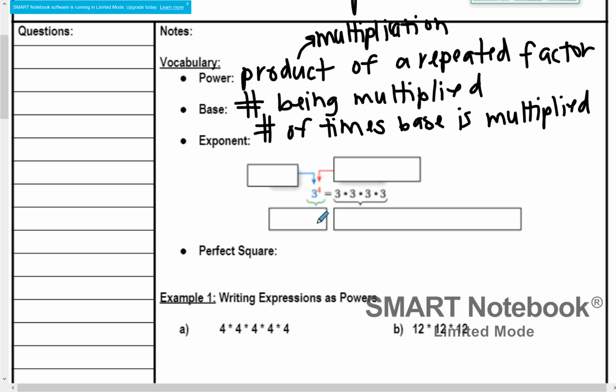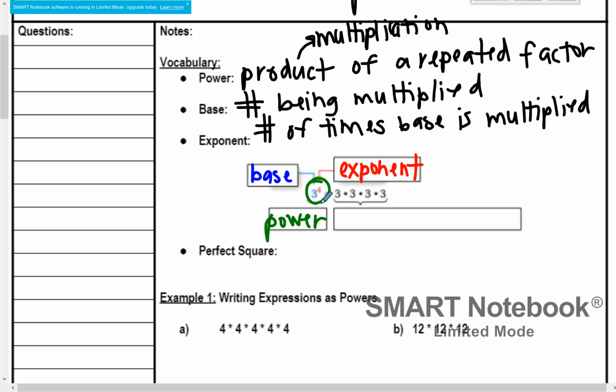Right, so we have a little diagram here to put these vocab words into a visual. The base, the number that's being multiplied, is this 3. So this is our base in the blue. The exponent is going to tell us how many times we're going to multiply that base. That's what's here in red. That's called the exponent. The entire problem is what we call a power. So 3 to the fourth is what we call a power.